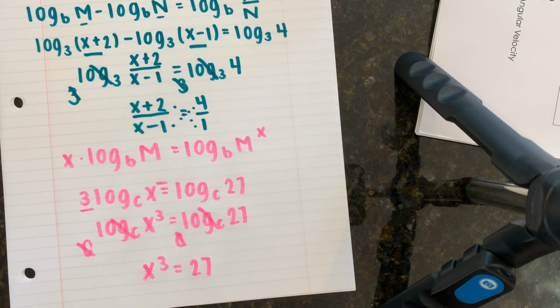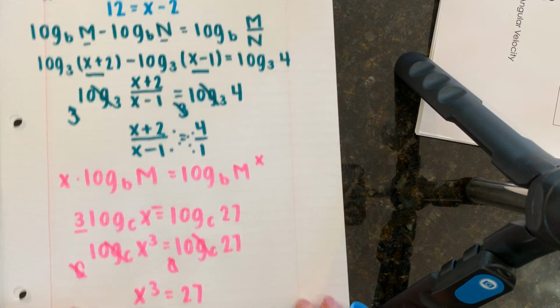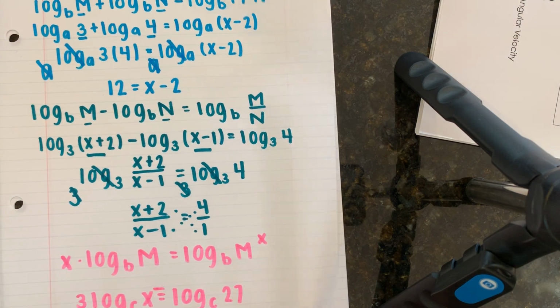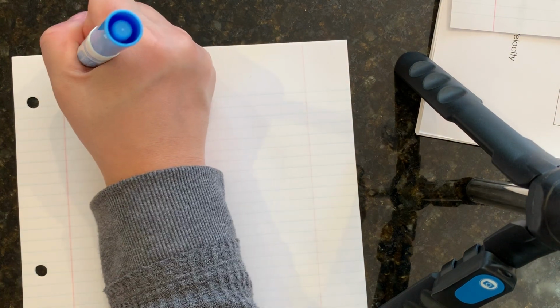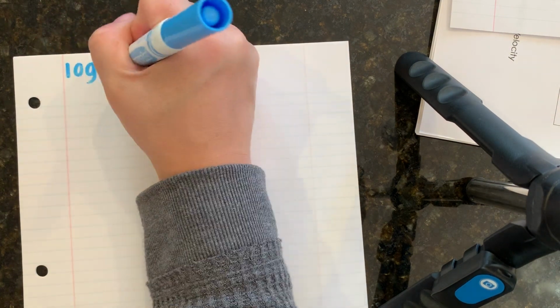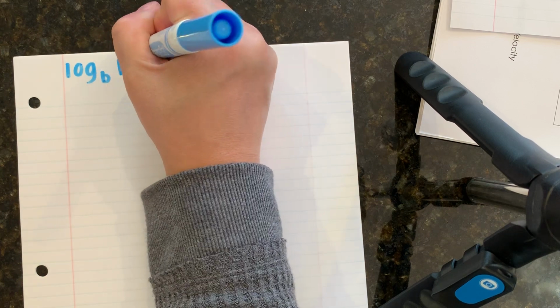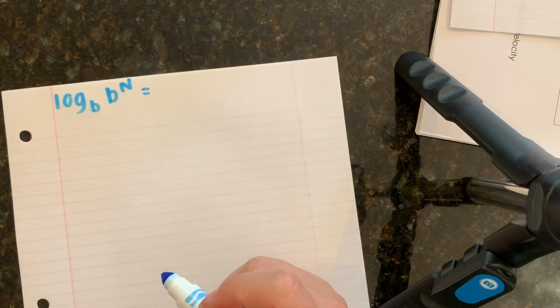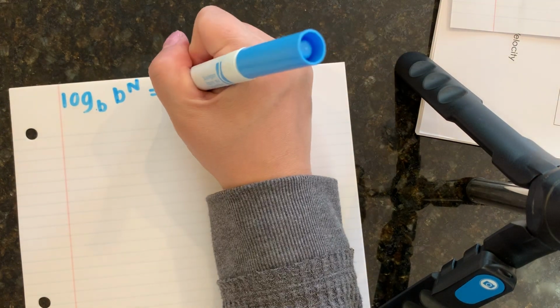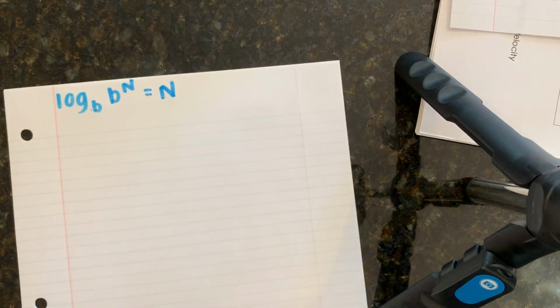Now the last thing that I want to look at is when your log's base and the base of your number next to it are the same. So if I gave you log base b of b to the power of n, well, if my log's base and the base of the number next to it are the same, they actually cancel each other out and you're left with n.